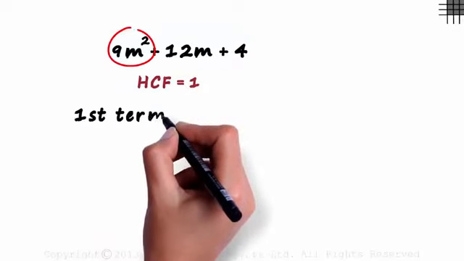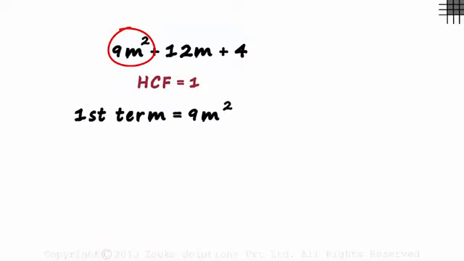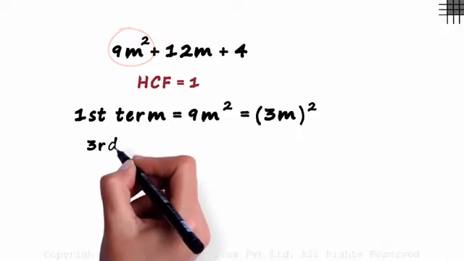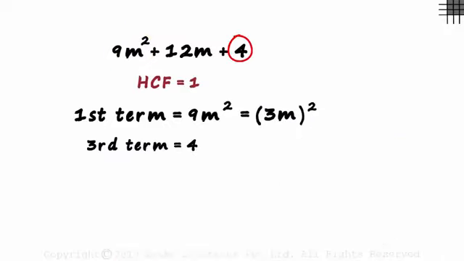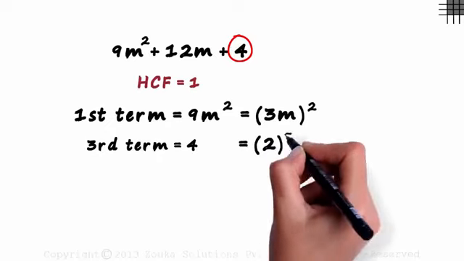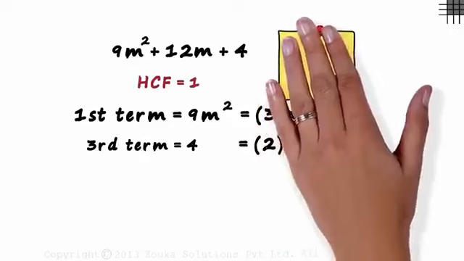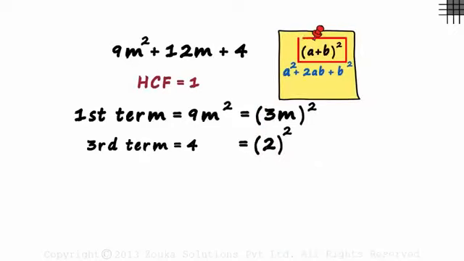The first term is 9m². We can also write it as (3m)². The third term in the polynomial is 4. It can be written as 2². We basically wrote the first and the last term as squared terms. Why are we doing this? This is our first identity: (a + b)² = a² + 2ab + b². We got the first and the last terms in this form.